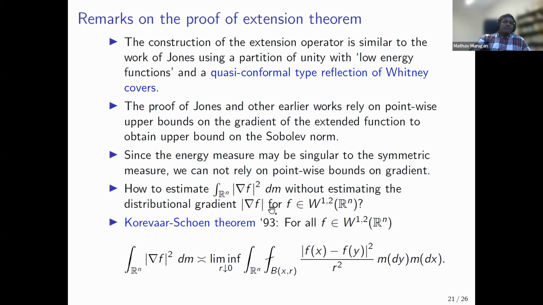without estimating the distributional gradient. And it turns out that there is a very nice answer to this question due to Korevaar and Schoen from the 90s. They showed that for any function in the W^{1,2} Sobolev space, the energy of this function can be estimated above and below up to a constant factor by looking at this double integral. This double integral just involves f(x) minus f(y) squared and taking some limit. And this integral with a cross means we are dividing by the measure of this ball. So it's a normalized integral.